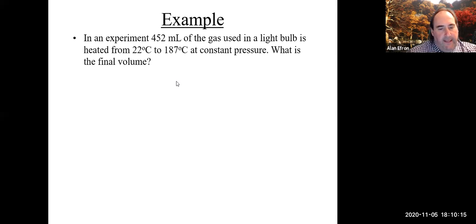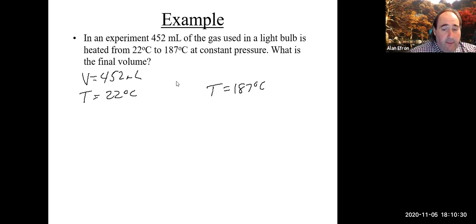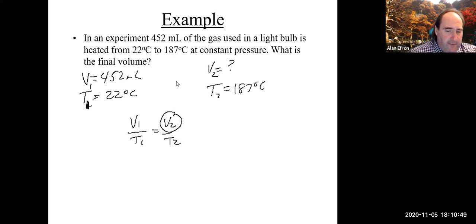Okay, so same idea here. We got 452, which is a volume. We got a temperature of 22 degrees Celsius. It then goes to 187. And we are looking for another volume. Again, we can see our Charles' law here. That's the ones and that's the twos, so that's going to give us V1 over T1 equals V2 over T2. Here we are looking for V2, so we're going to move T2 to the other side, and that will give us T2 times V1 over T1 is equal to V2.